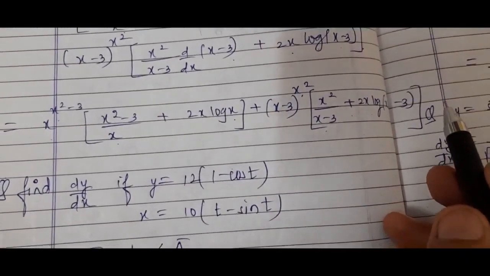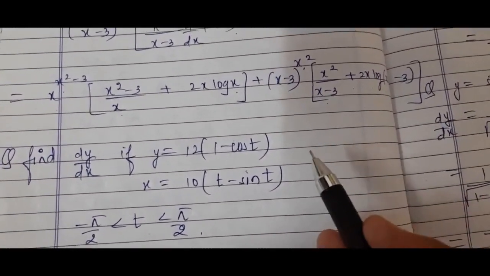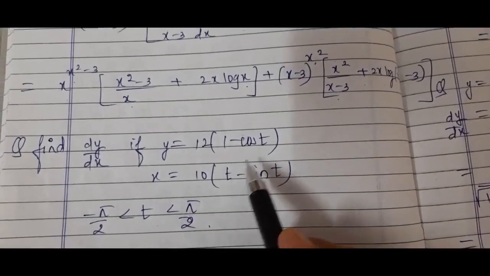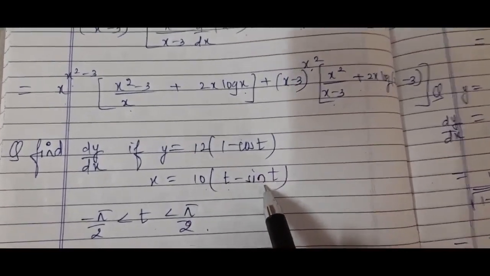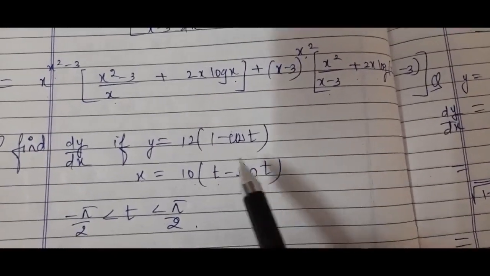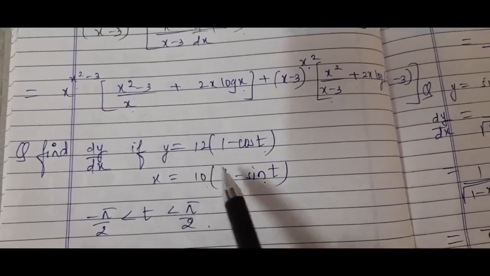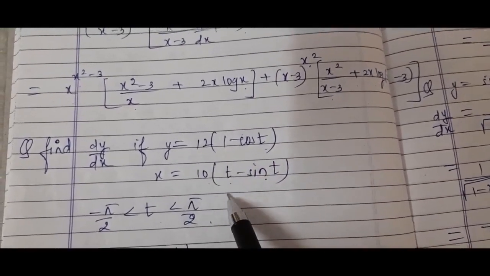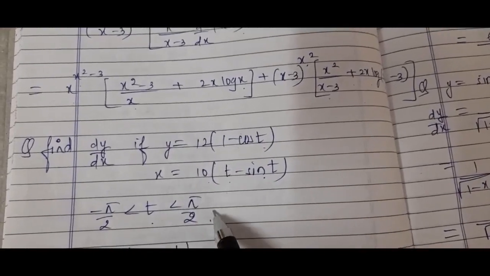Now question number 12 is to find dy by dx if y is 12 into 1 minus cos t and x equal to 10 into t minus sin t. If we see this sum carefully, we can see that x and y both depend on the variable t. So we need to differentiate these two with respect to t, and the interval for t is from minus pi by 2 to pi by 2.